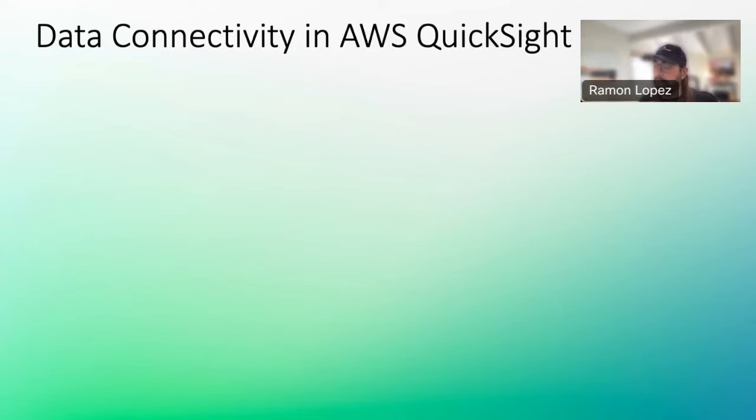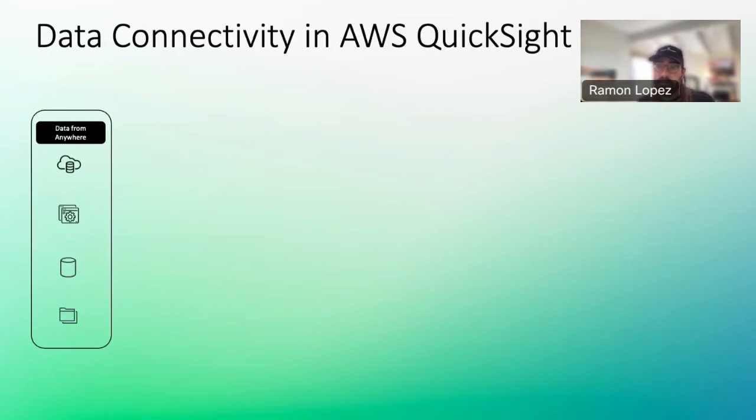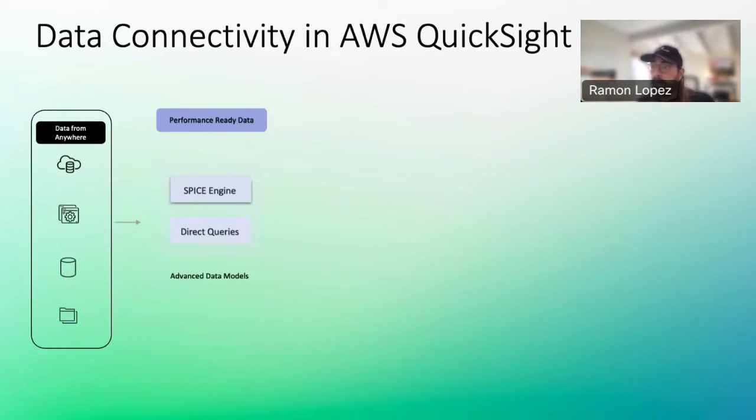So back to the main attraction here, we're talking about data connectivity. We're talking about connecting to your data sources. We understand that everyone has data that's going to live in different places. So we connect to that data. We're able to make that data performance ready. That means that we either ingest it into what we call the Spice Engine. Spice Engine is a highly powerful cache database that allows you to do analytics over large amounts of data with large amounts of concurrent users.